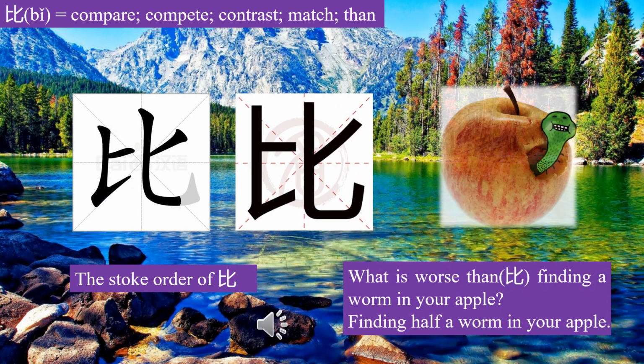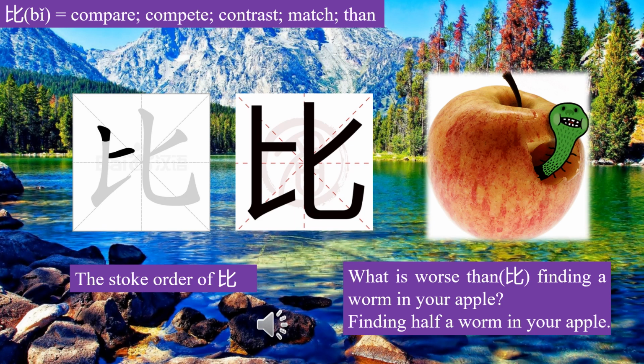What is worse than finding a worm in your apple? Finding half a worm in your apple. Than, 比.